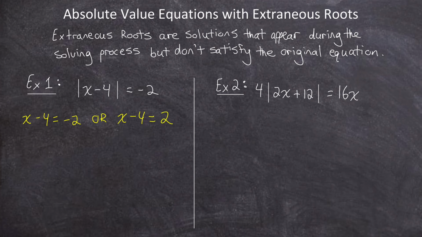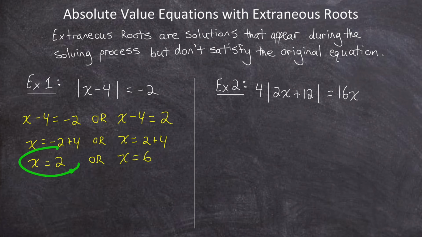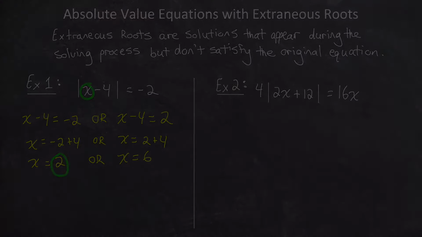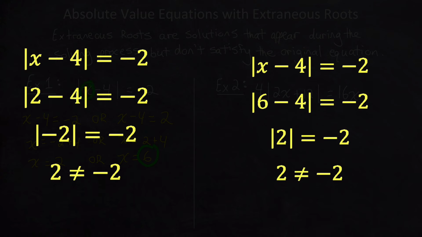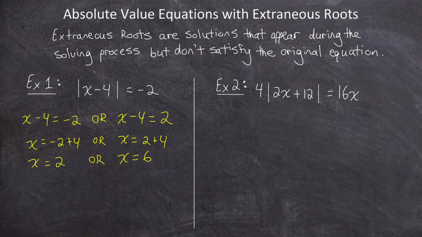And then solving both of these equations, by taking the negative 4 and adding it to the other side, I would have x equals negative 2 plus 4, so x equals 2, or x equals 2 plus 4, so x equals 6. But these are not solutions to the original equation. If we checked them, if I subbed 2 in for x, inside the absolute value would be 2 minus 4, which is negative 2. And the absolute value of negative 2 is positive 2, which is not equal to the right side of the equation. And the same thing happens when we sub in 6 for this x. We get the absolute value of positive 2, which is positive 2, not equal to the other side. So both of these solutions, we would call them extraneous roots, meaning they are not solutions to the original equation.